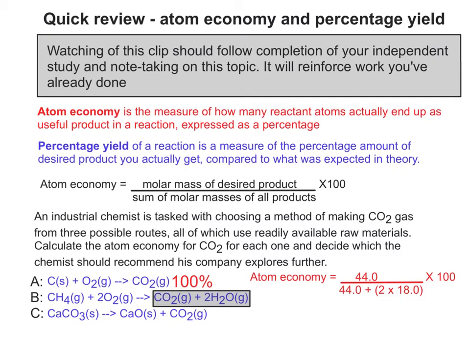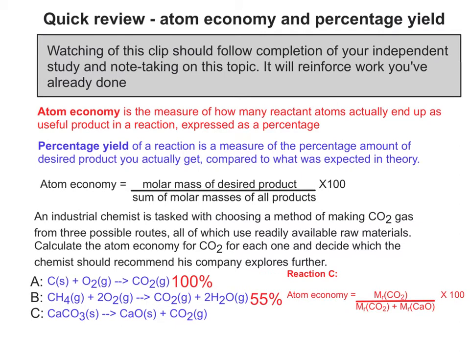So if we put the numbers in now instead, we get 44.0 over 44.0 plus 2 times 18.0. So that gives us 55% atom economy.